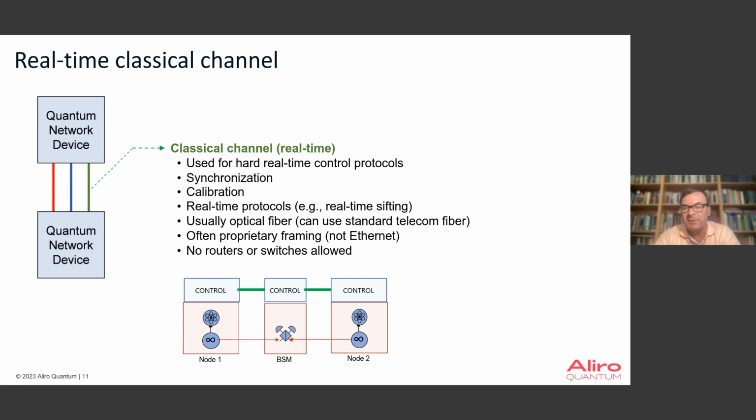If you look at the documentation of some of these products, you'll see terms like the service channel or the synchronization channel. But the main point is that because of this proprietary framing, the optical path for these real-time classical channels is not allowed to contain any IP routers or Ethernet switches, because they won't recognize the proprietary framing. But you are allowed to use DWDM, muxes, or amplifiers, unlike the quantum channel.